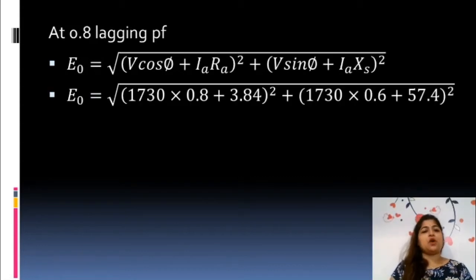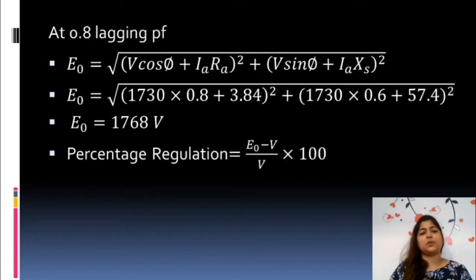So let's substitute all the values. 1730 into 0.8 is the power factor. 3.84 is IARA. Sin phi is 0.6. Substituting IAXS, substituting all the values, we get the value of E naught as, I think 1768 maybe. So I hope all of you are getting this EMF induced. Next, we need to find out voltage regulation.